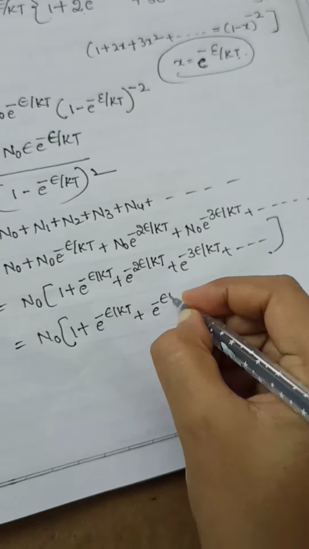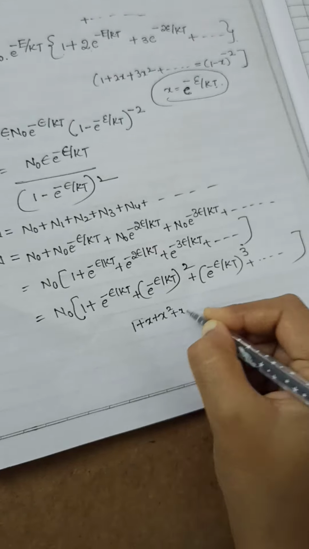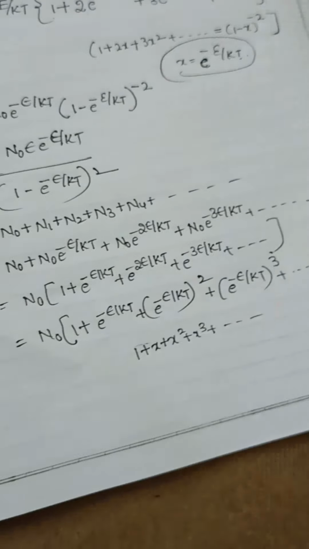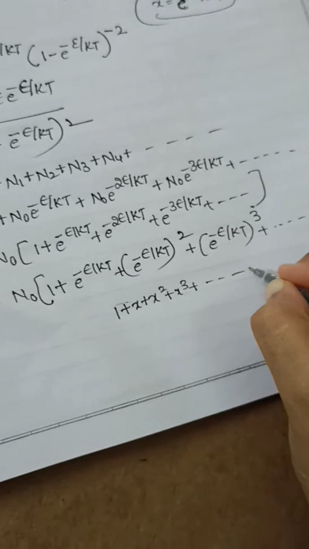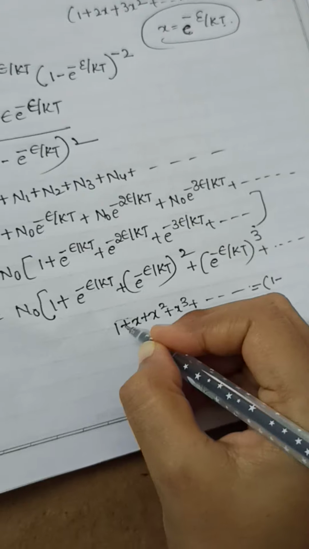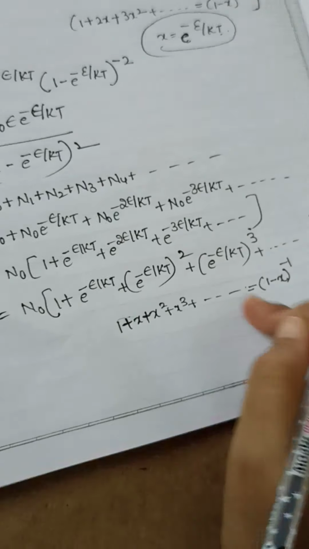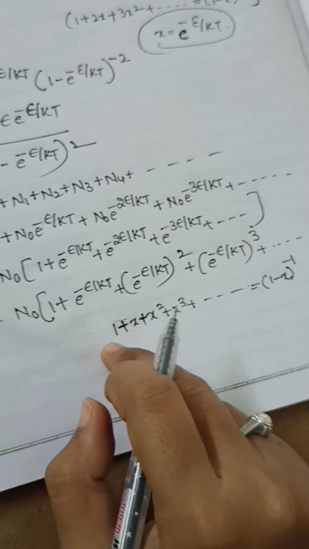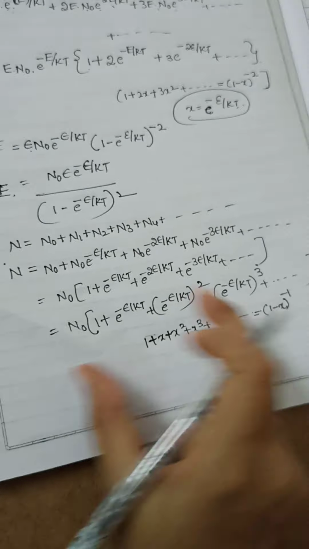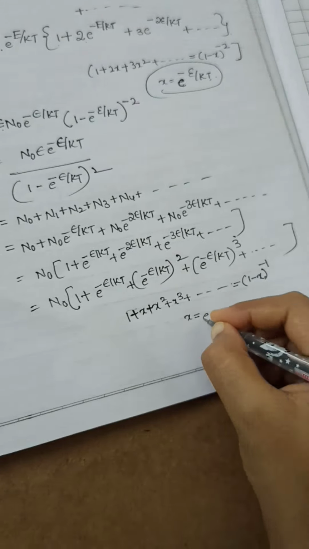So this equation is like 1 plus x plus x square plus x cube plus up to so on. So what is its value? It is 1 minus x whole inverse, because here all are plus terms. The value of 1 minus x whole inverse is 1 plus x plus x square plus x cube. Now substitute: here x value is what? E to the power of minus ε by kT. Substitute this value in this equation.